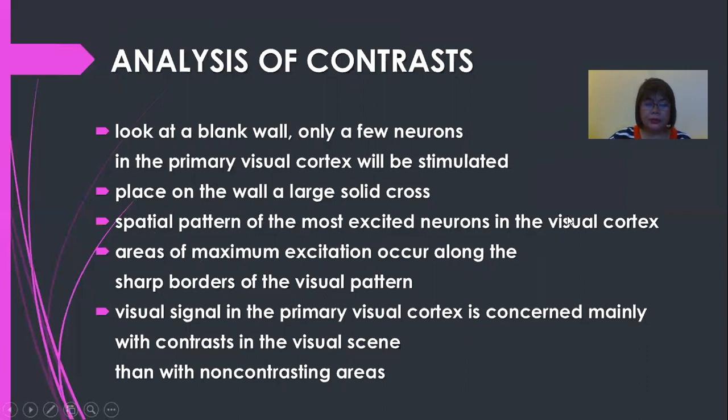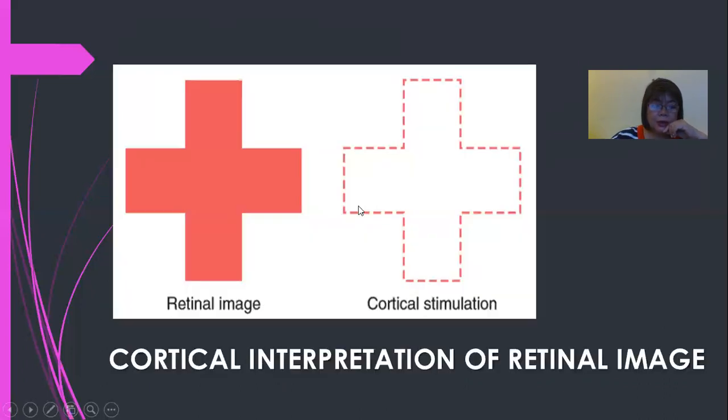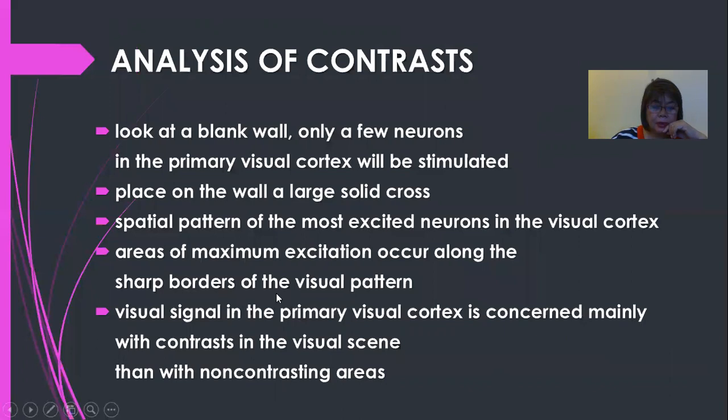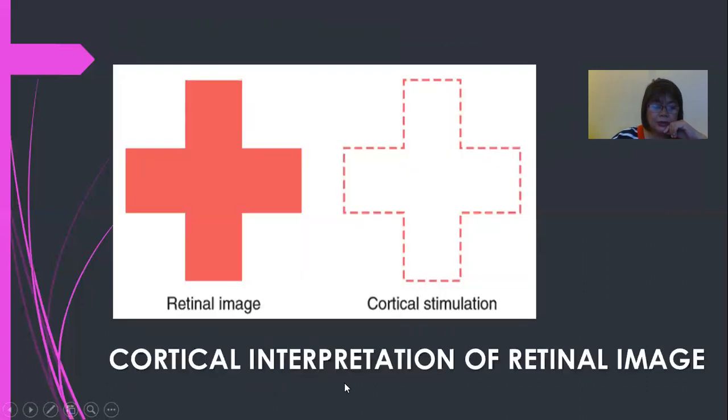Spatial pattern of the most excited neurons in the visual cortex. So the spatial pattern of most excited neurons in the cortex would be the areas in the borders, okay? The maximum excitation occurs along the sharp borders of the visual pattern. Here, excitation is here, there's contrast there. Visual signal in the primary cortex is concerned mainly with contrast than with non-contrasting areas. So this is not registered. The red part here is not registered in the primary visual cortex.